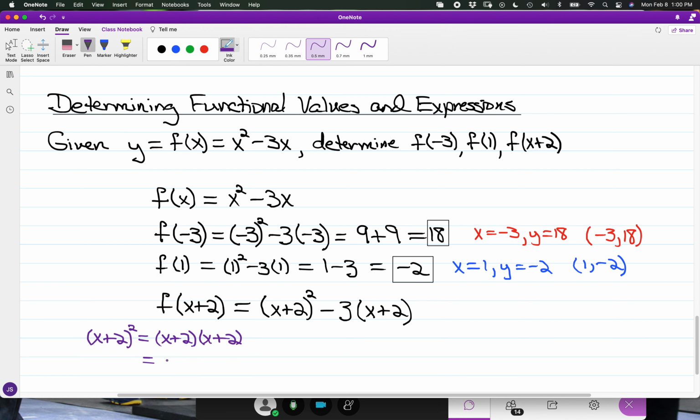So again, we have x squared. Outside, inside products will each be 2x. So 2x plus 2x is 4x. And the last product, again, we have 4. So in following through for the square of x plus 2, we're going to have x squared plus 4x plus 4, and then distributing negative 3 over the quantity of x plus 2, we have minus 3x minus 6.